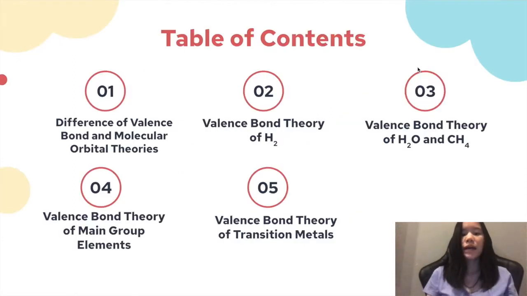I would like to break the content into 5 different topics, starting from demonstrating the difference of valence bond and molecular orbital theories. After that, it will be the topic of valence bond theory of hydrogen gases. Next, the valence bond theory of water and methane, then the valence bond theories of main group elements, and finally about the valence bond theory of transition metals.